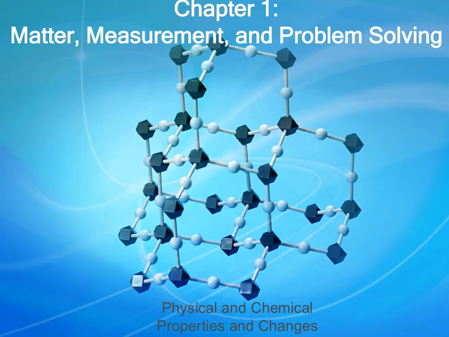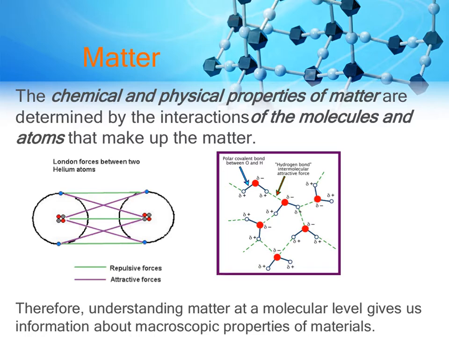This lecture will focus on physical and chemical properties. The physical and chemical properties of matter are determined by the interactions between atoms and/or between molecules. So what am I talking about? Well, if we look at two atoms, for example, two helium atoms, what are the interactions going on? We have attractions between the positively charged nucleus and the negatively charged electrons of the two atoms. We also have some repulsions between the electrons of the two atoms.